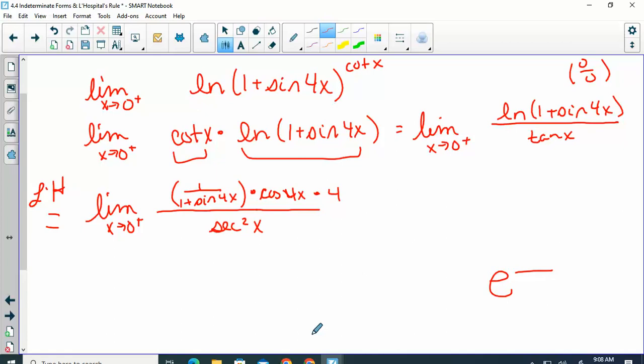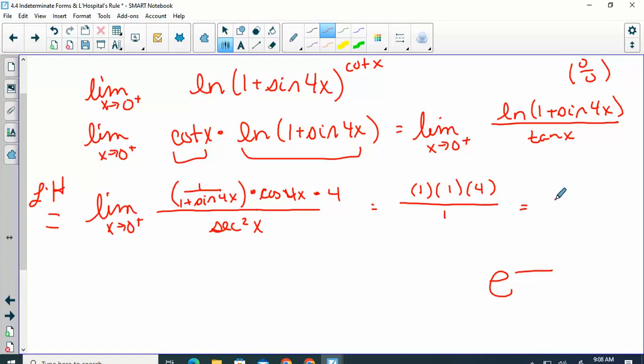If I put in a 0, the sine of 0 is 0, so I have 1 over 1, which is 1, so that's okay so far. 4 times 0 is 0. Cosine of 0 is 1 times a 4, so the top is good. Over secant of 0. Secant's the reciprocal of cosine. Cosine of 0 is 1, so the reciprocal of 1 is still 1.